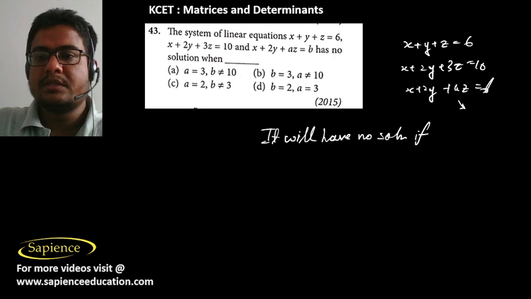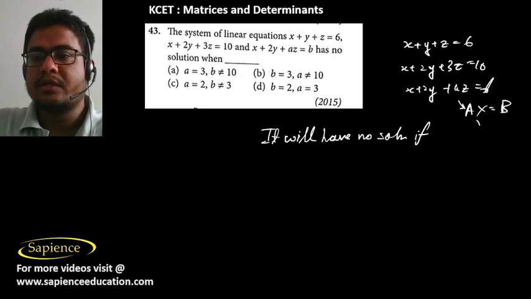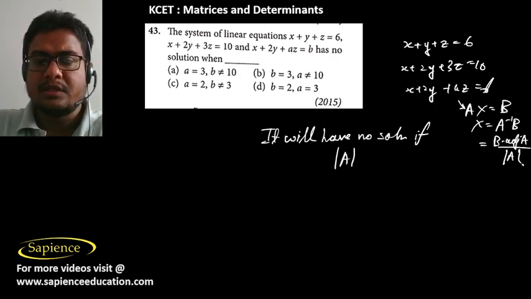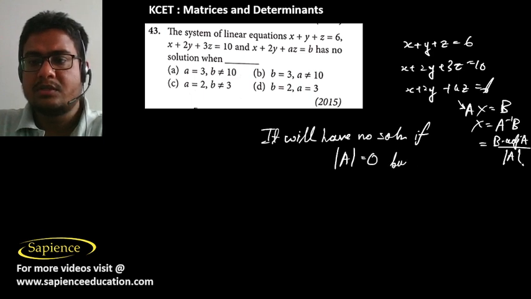So we can write this as AX equal to B, so X will be equal to A inverse into B, that can be written as B into adjoint of A divided by the determinant of A. So it will have no solution if the determinant of A is 0 but B into adjoint of A is not equal to 0.